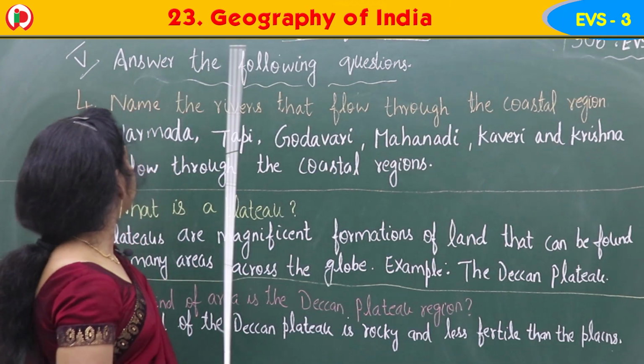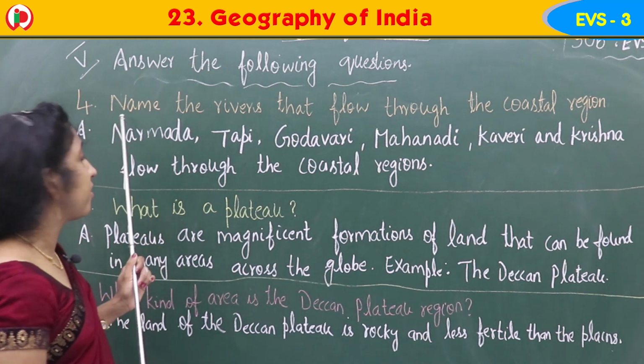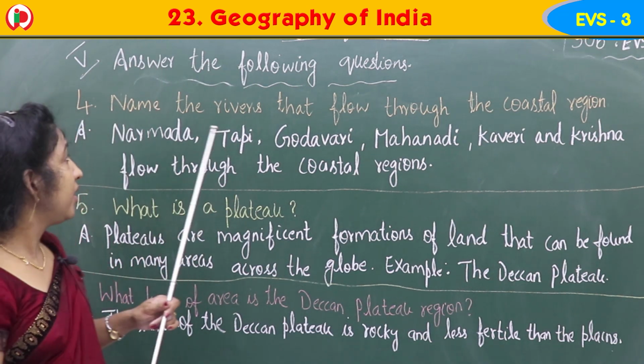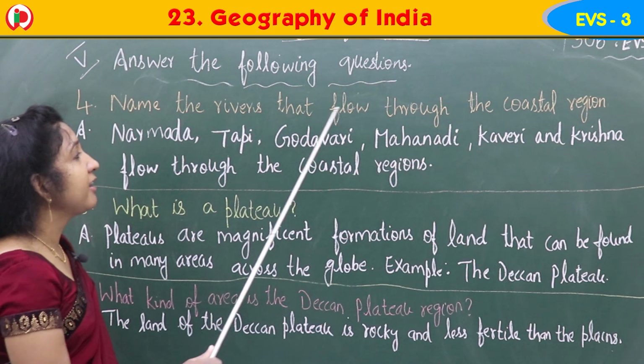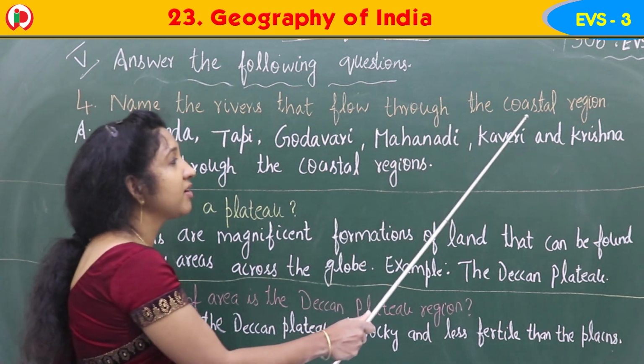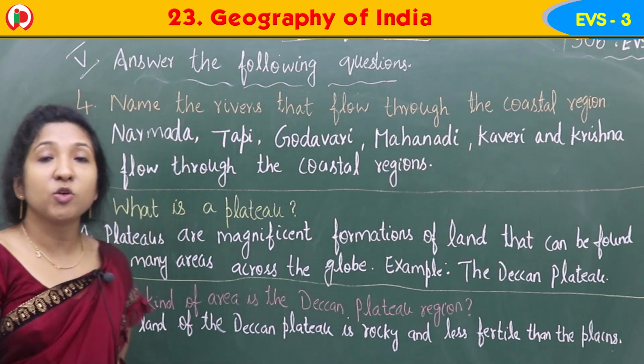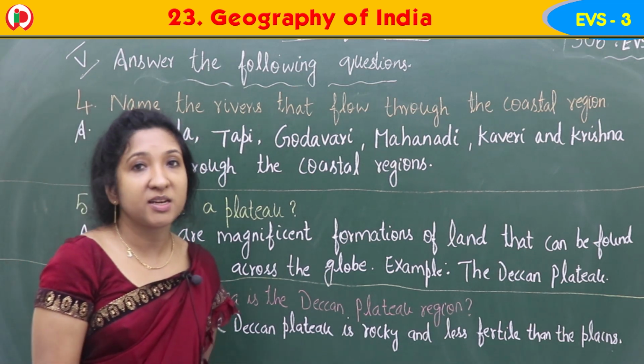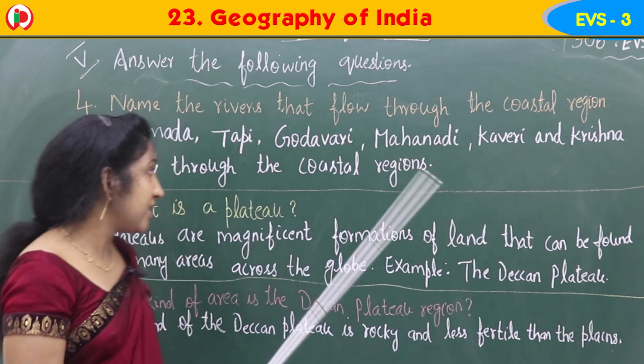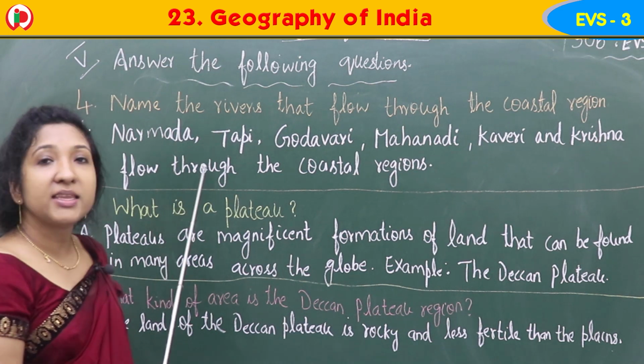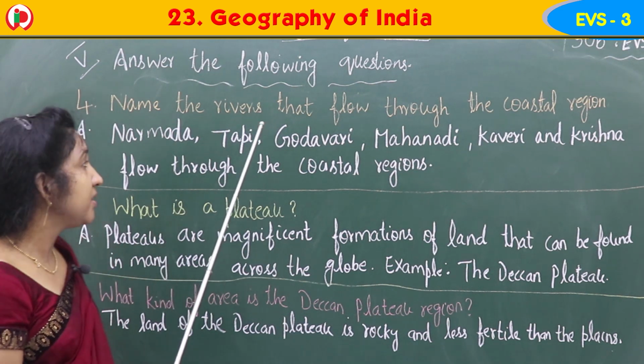Yes, our next question is question number 4. Name the rivers that flow through the coastal region. You have to name those rivers that flow through the coastal plains. Which are those rivers? Narmada, N-A-R-M-A-D-A, Narmada.